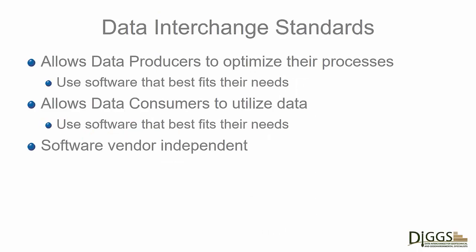So what data interchange allows organizations to do is it allows data producers to optimize their process. And that may mean they want to use one piece of software that is tailored to their specific needs. And it allows consumers of that data to use that data using potentially different software, or it could be the same software. But it's software independent.